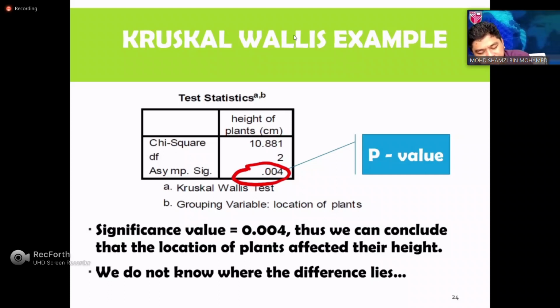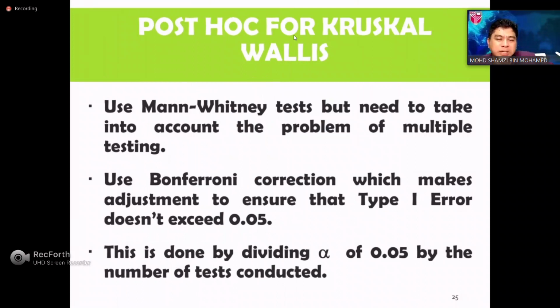So test statistic, you will do a chi-square on the height of plant. You are getting a 0.004 significance, which is less than 0.05. So you can conclude that the location of plant affects the height. But you do not know where the difference lies. Okay, in this case, just do a pairwise comparison.